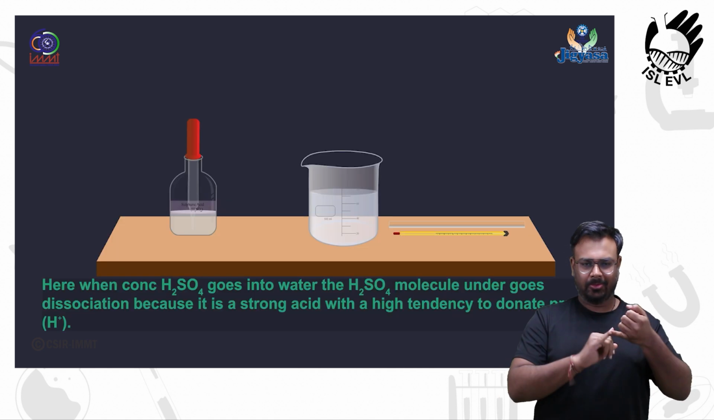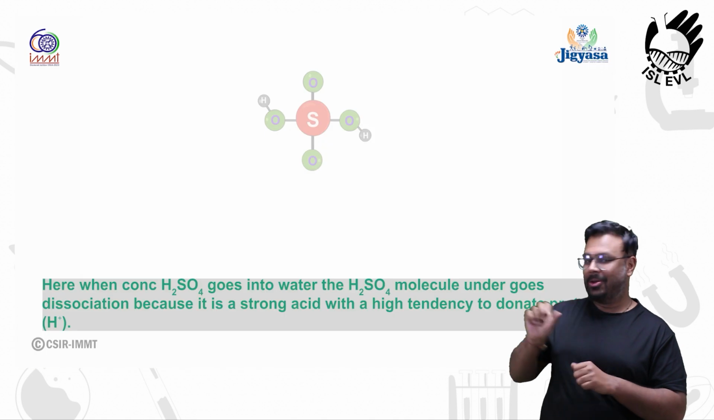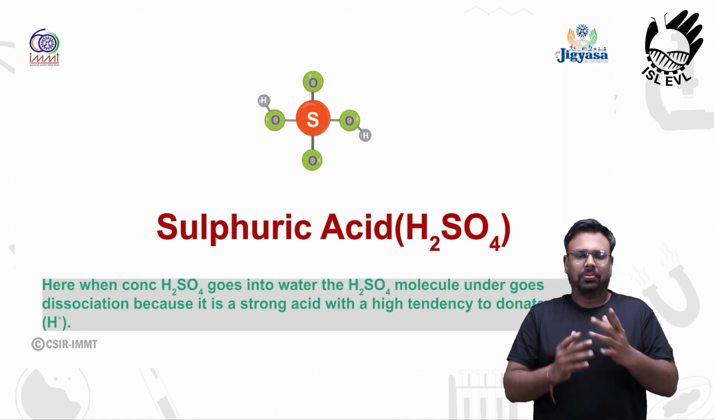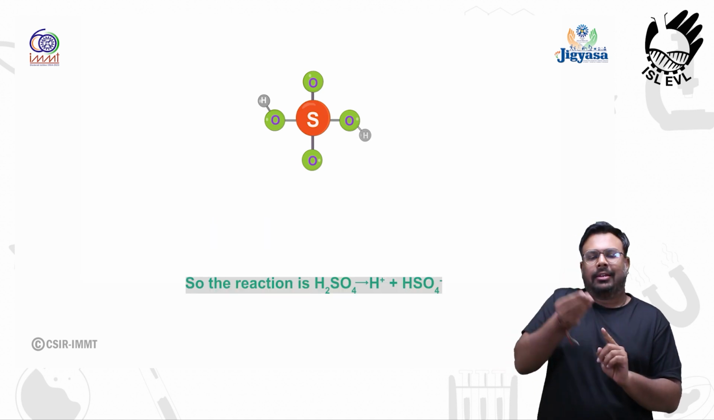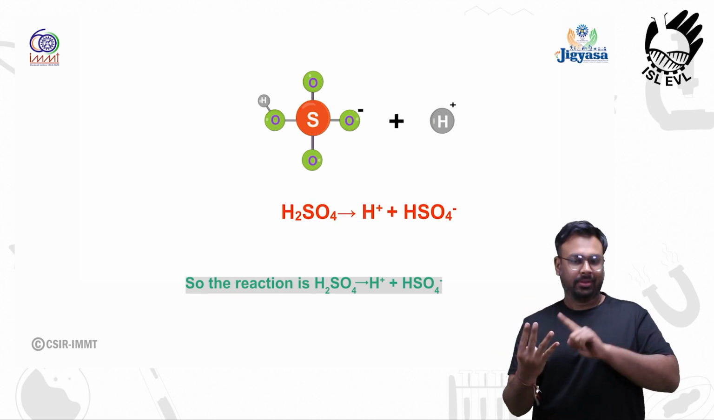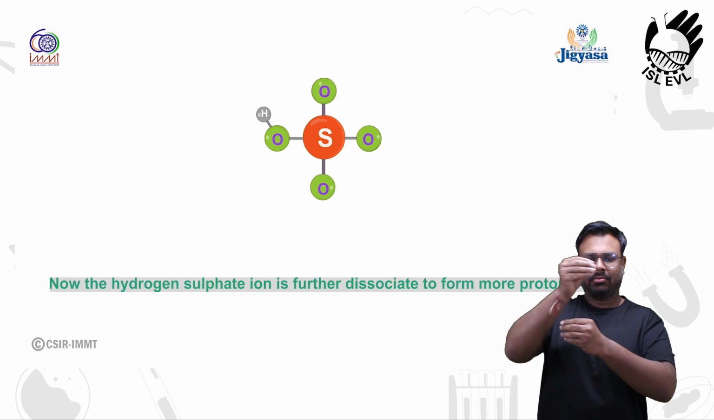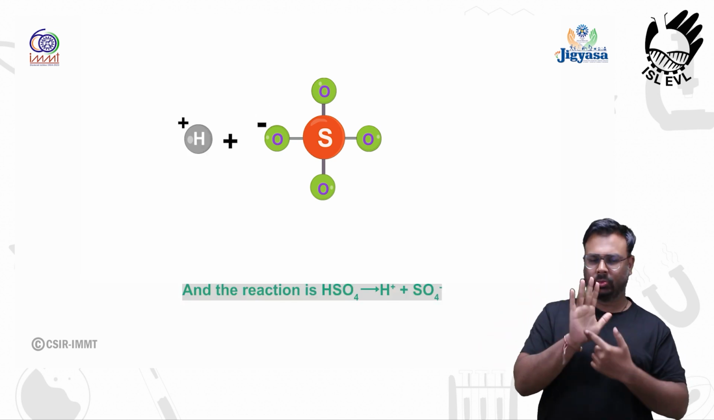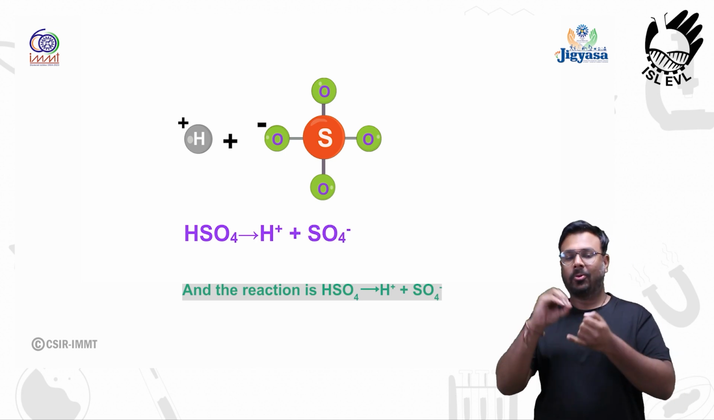Here, when concentrated sulfuric acid goes into water, the sulfuric acid molecule undergoes dissociation because it is a strong acid with a high tendency to donate protons. So the reaction is H2SO4 gives rise to H+ and HSO4-. Now the hydrogen sulfate ion is further dissociated to form more protons, and the reaction is HSO4- gives rise to H+ and SO4 2-.